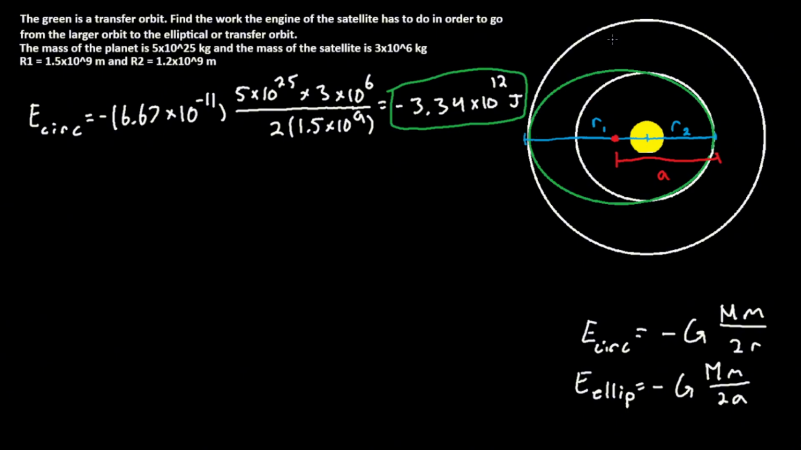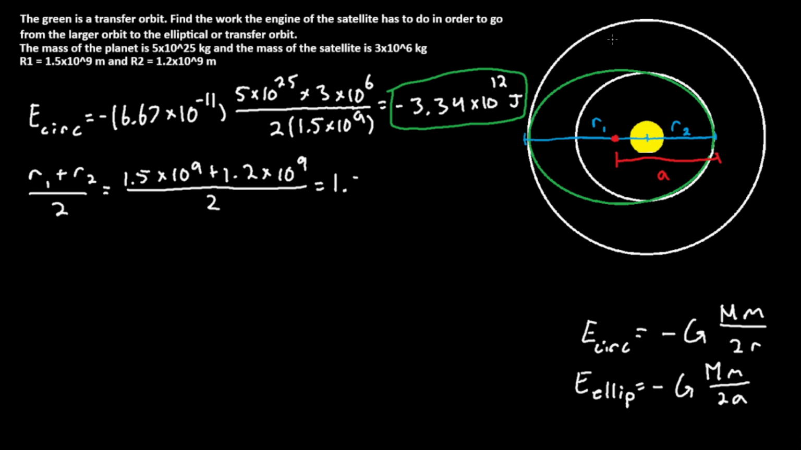So how do you find a? Well, in order to find a, we have r1 and we have r2. So we can find the average distance by adding them and then dividing by 2 in order to get the length of a. So we can find their average distance, and that equals a. Let's add r1, 1.5 times 10 to the power of 9, plus 1.2 times 10 to the power of 9, over 2. And you should get 1.35 times 10 to the power of 9 meters for a.